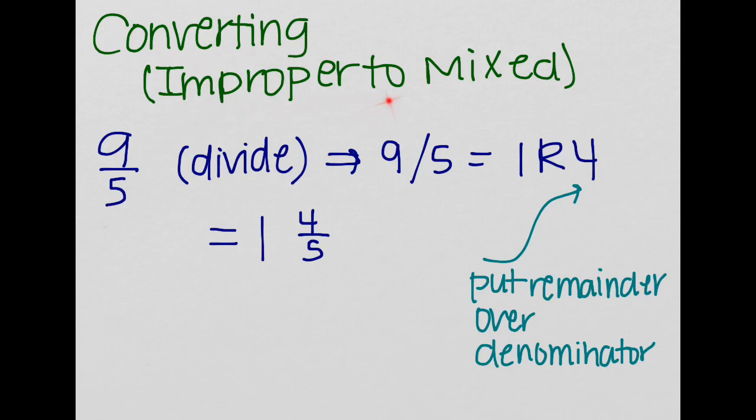Now let's look at converting improper fractions to mixed numbers. So you take an improper fraction such as 9/5 and you divide it. And you don't divide it into decimal form, but you leave it as a remainder. So 1 remainder 4, and then you put the remainder over the denominator. So you have 1 and 4/5, okay? So you take the 4 from here and put it over the denominator, which is 5.